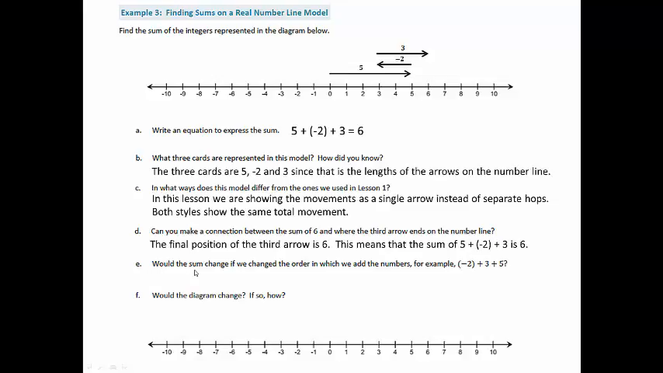Question E asks, would the sum change if we changed the order? Now remember, in our previous two examples, we changed the order and got the same sum. So if we change the order to negative 2, 3, and 5, negative 2 plus 3 plus 5, the sum doesn't change at all. That's because addition is commutative. The order does not matter.